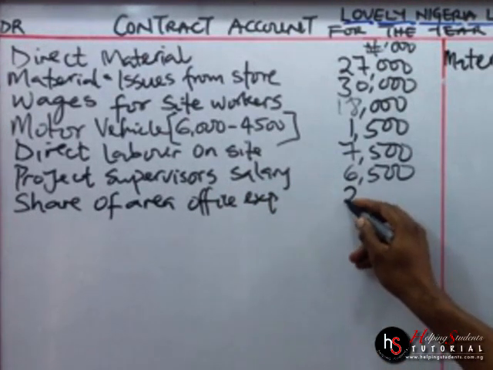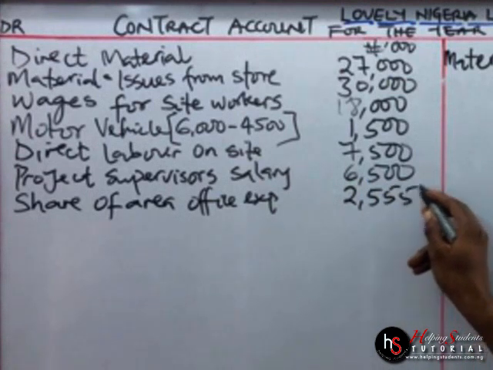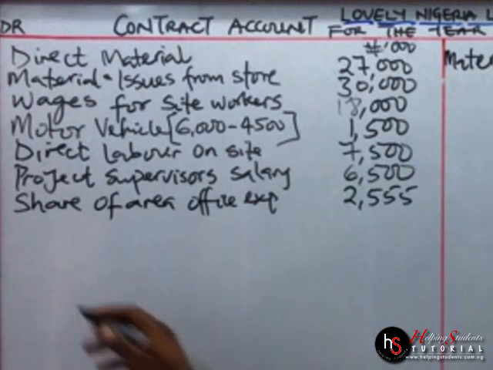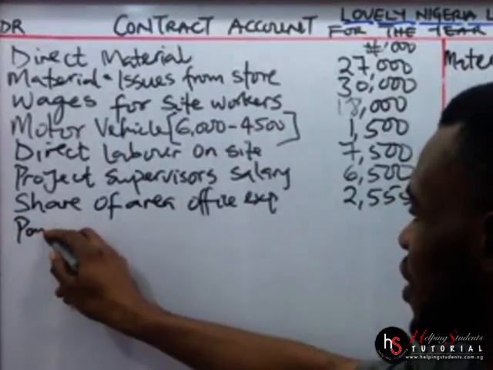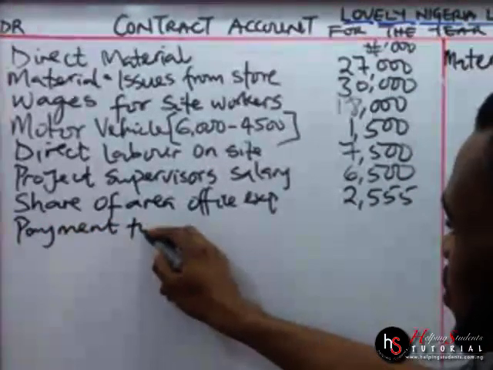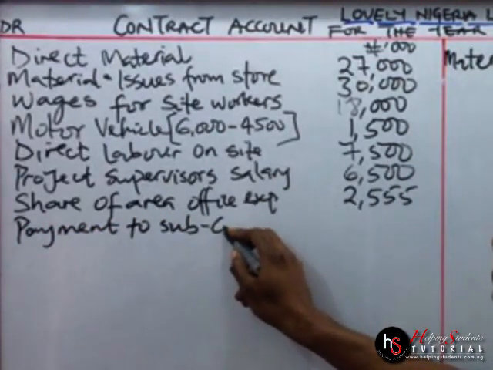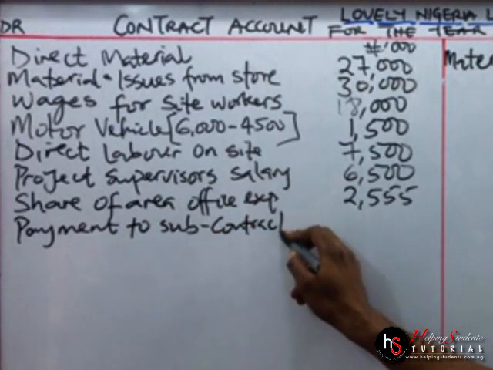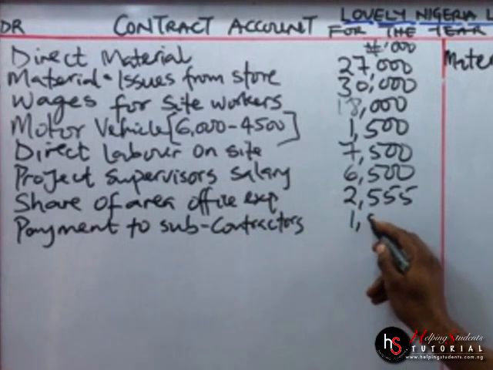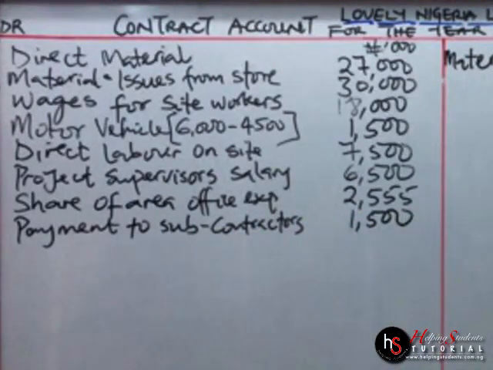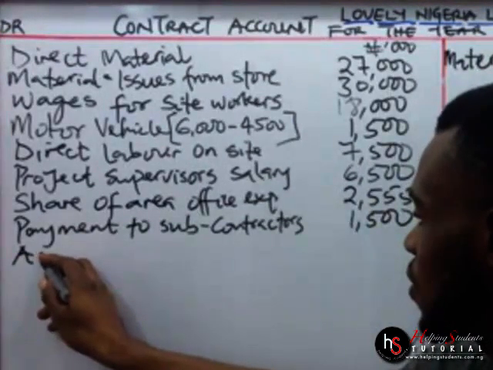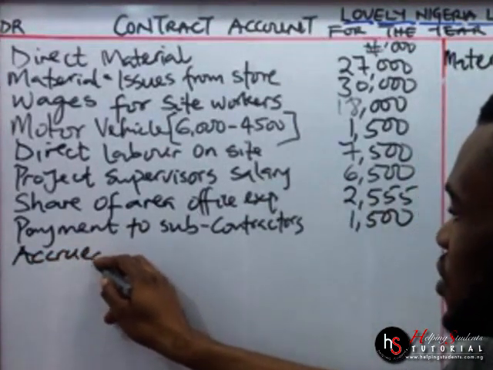So we have 2 million, which is 2,555. We have payments to subcontractors. Everything is coming over to this area. Payments to subcontractors. And how much is it? 1,500. We have accrued wages for site workers. Accrued wages.